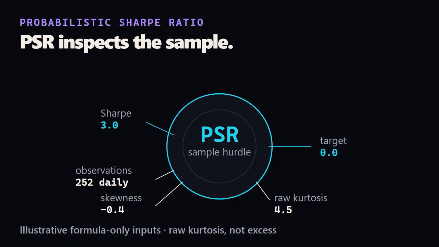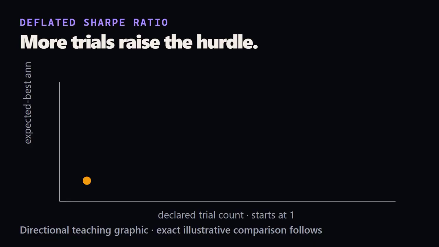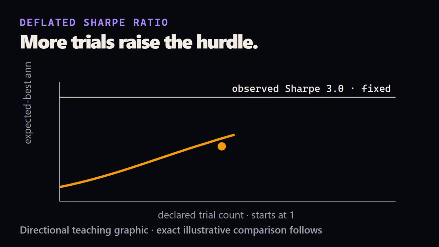The deflated Sharpe ratio, or DSR, adds the search. It estimates how high the best Sharpe might look by chance across the declared number of trials, then asks whether the observed Sharpe clears that expected best hurdle. More trials raise the hurdle. In the current implementation, this is the score that uses trial count. PSR does not. The adjustment belongs to the selection process.